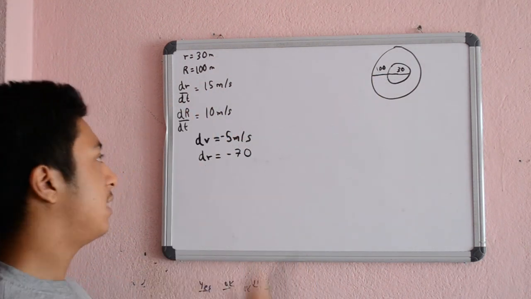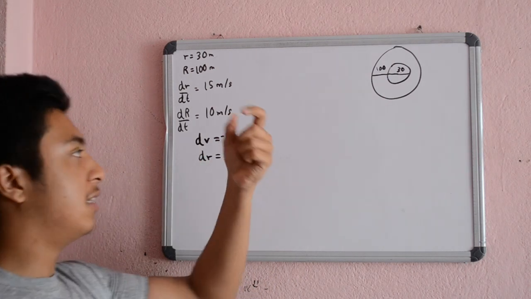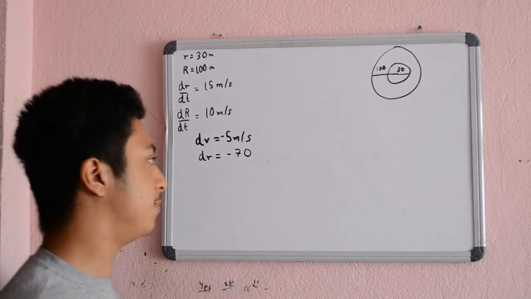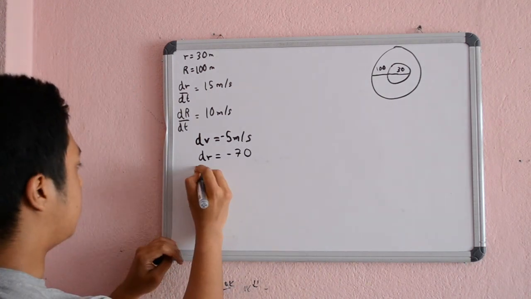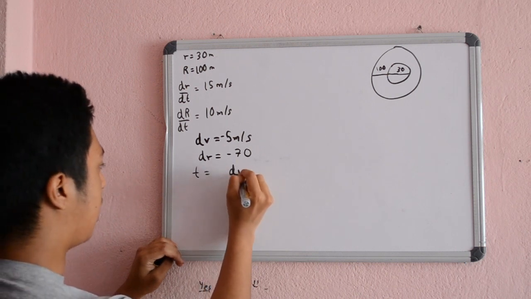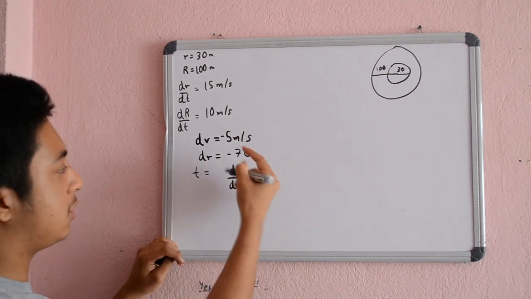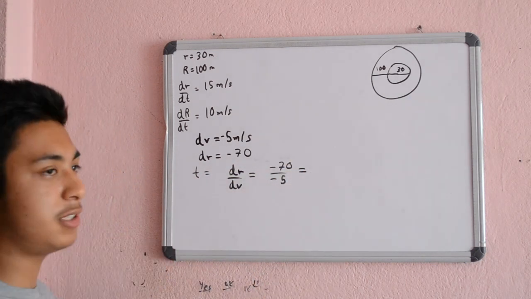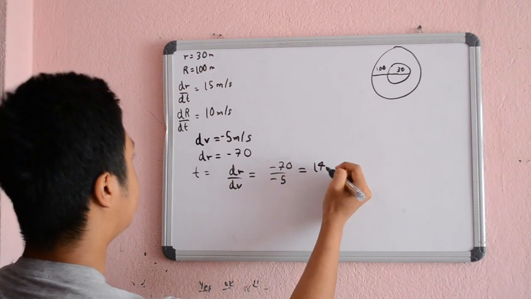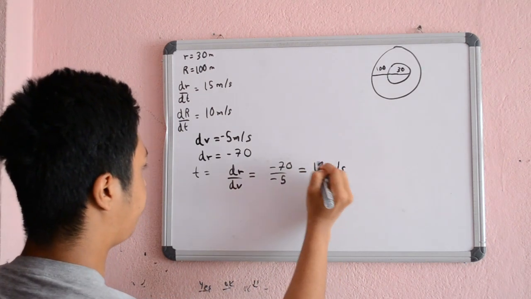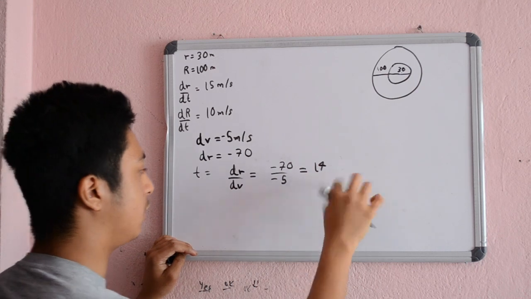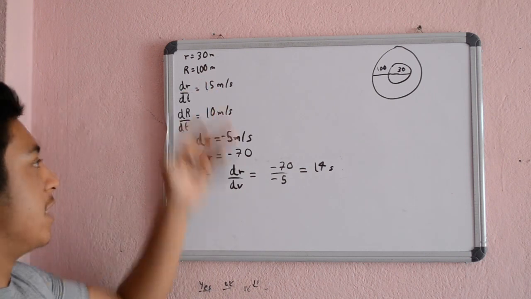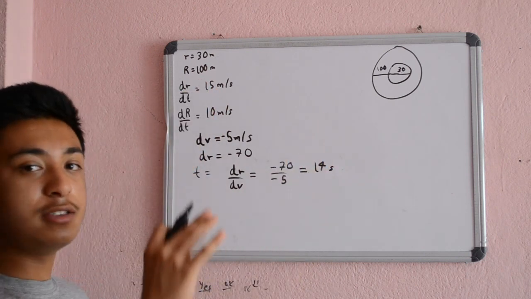But this is more of a logical approach, because obviously in every second the distance is closing by 5 meters, and the difference in distance between the inner and outer circle is negative 70. So the time taken is just dr by dv. So this is negative 70 by negative 5, which is 14. Oh sorry, this is time, so it's just 14 seconds. So after 14 seconds from the initial radii, the radii of them will be the same.